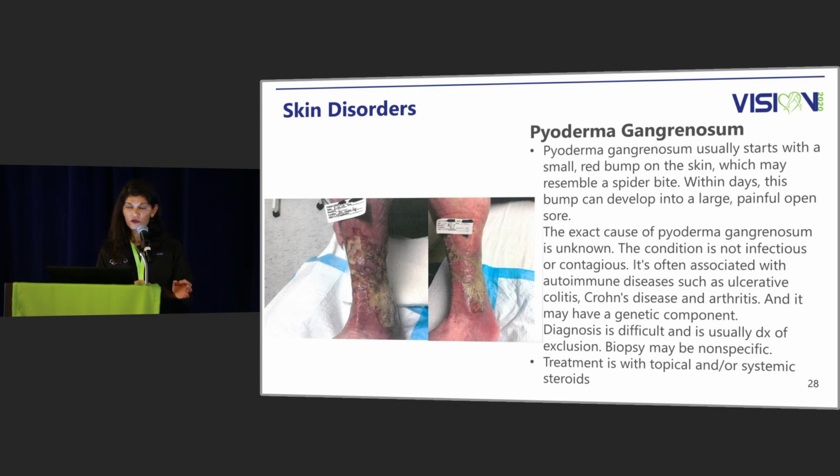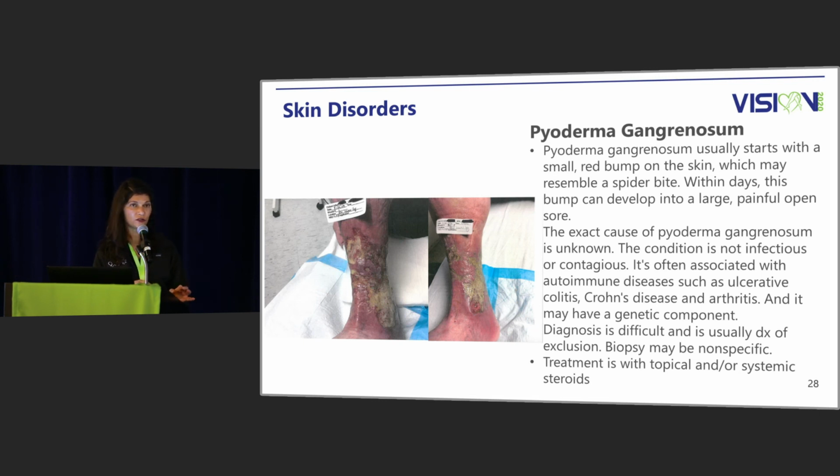Pyoderma gangrenosum starts usually with a small red bump in the skin, which may resemble a spider bite. It usually develops a black necrotic center and then just expands from that. The exact cause is unknown. It's not infectious. It's not contagious. It's often associated with autoimmune disease, but does not need to be. But the autoimmune disease usually is ulcerative colitis or Crohn's and some form of arthritis. It may have a genetic component.